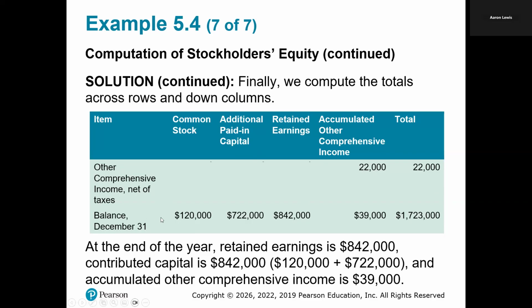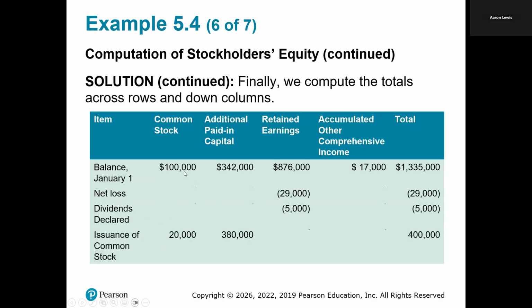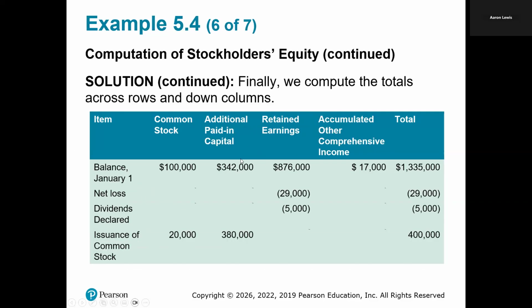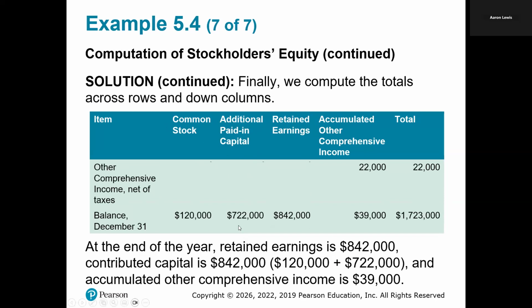And down here for the balance, well, it's just taking whatever your beginning number was and accounting for all of the adjustments that you had in the rows that you listed below. So common stock started at 100 grand. We issued another $20,000 worth of par value in common stock. It's now $120,000. We had $342,000 of additional paid-in capital. That stock issuance we had during the period resulted in $380,000 of additional paid-in capital coming in. 342,000 plus 380,000 is $722,000. So on and so forth.